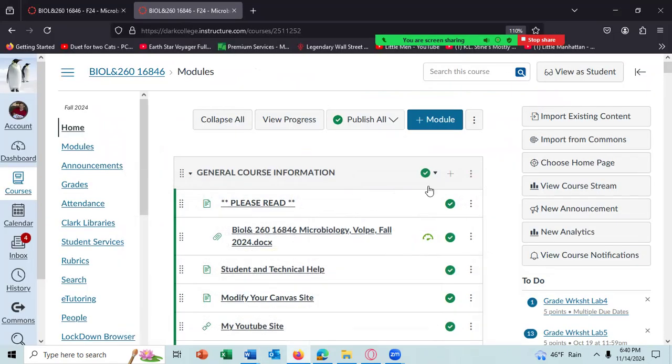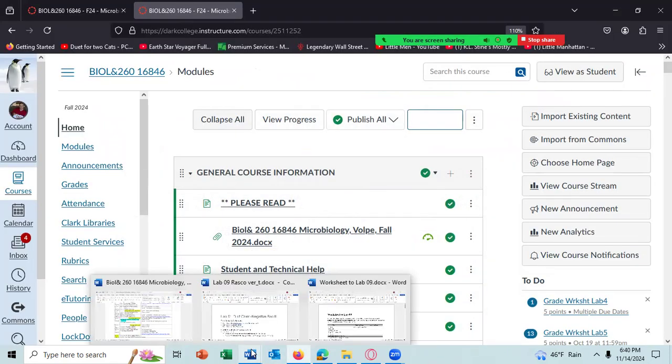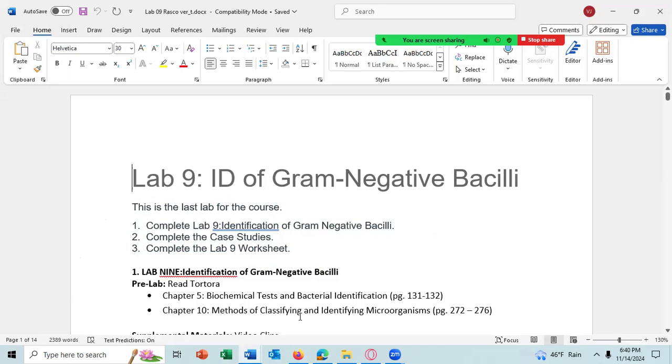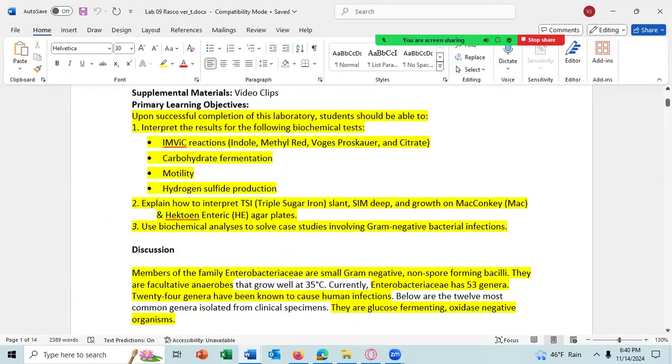All right, let's go to lesson worksheet 9. There we go. Lab 9. Can you guys see this? Should be able to. Identification of gram-negative bacilli. This is the last lab for the course.